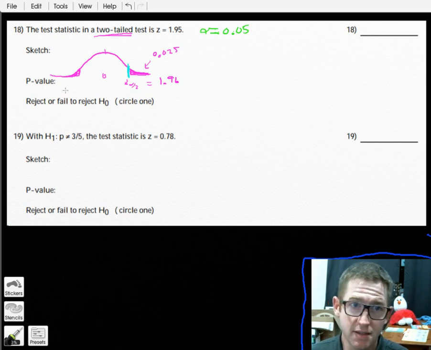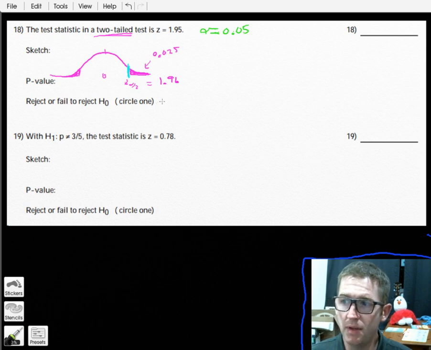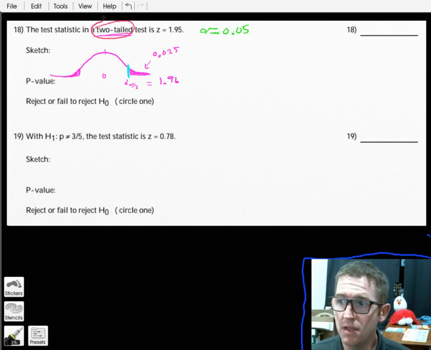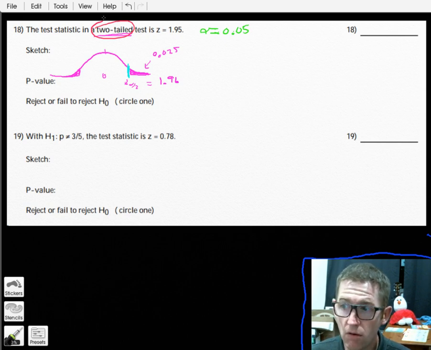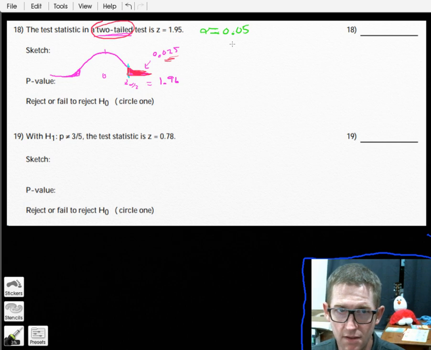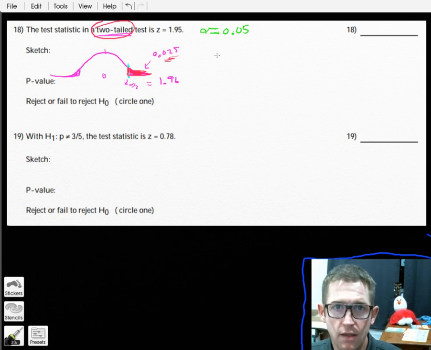But this question is asking us to calculate the p-value. And in this case, for the p-value on a two-tailed test, this is important, the p-value on a two-tailed test is going to be equal to twice the area to the left of a positive test statistic. So we have to calculate this area right here, which is going to be slightly bigger than that, and then multiply it by 2, and then compare it to the significance level. So how do we do that?